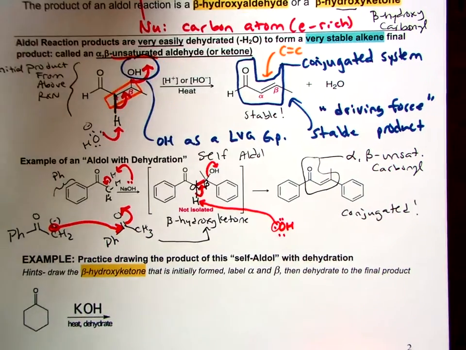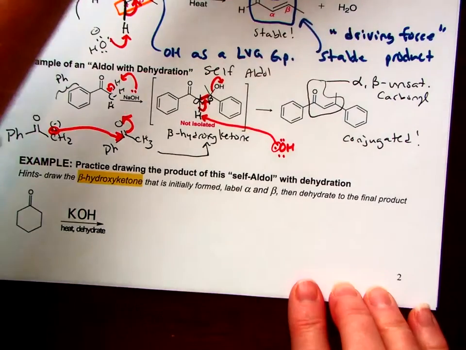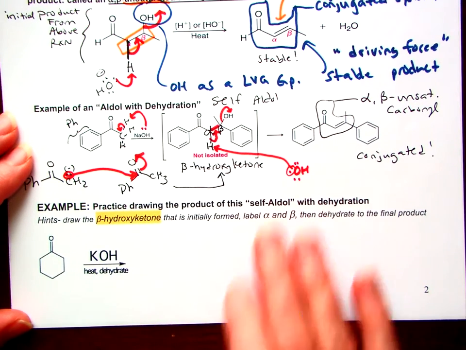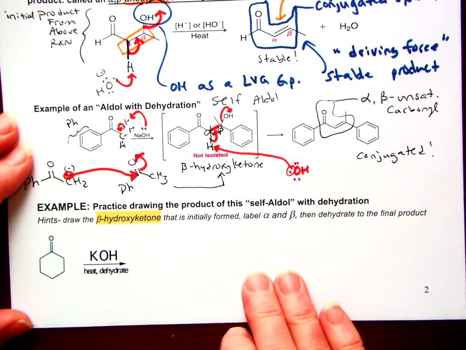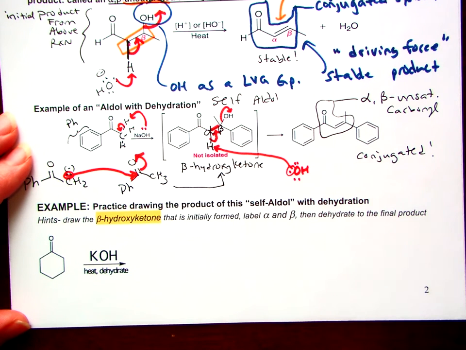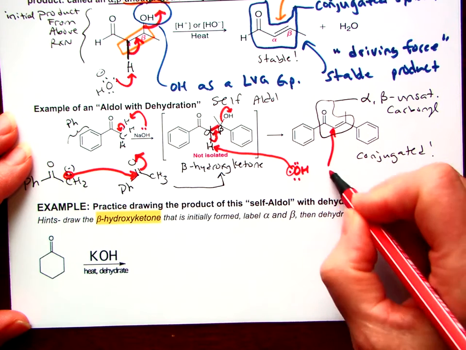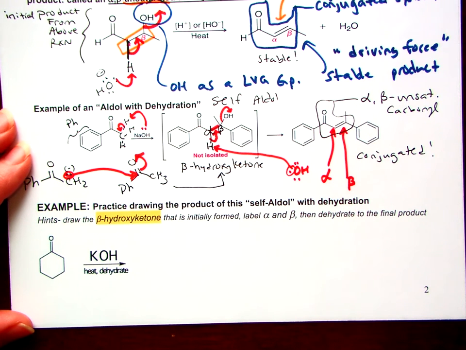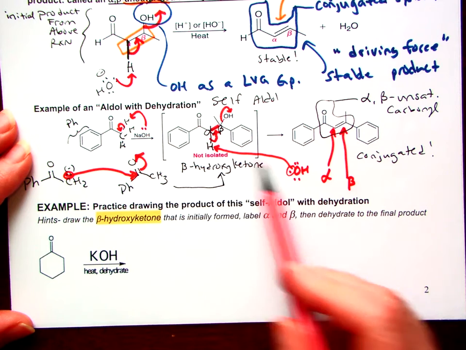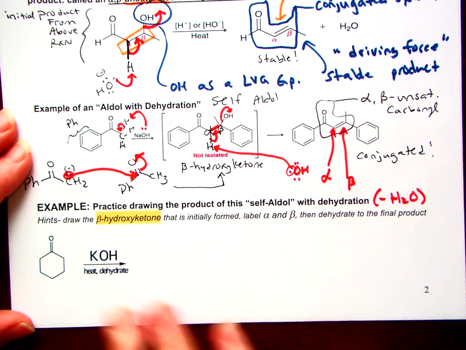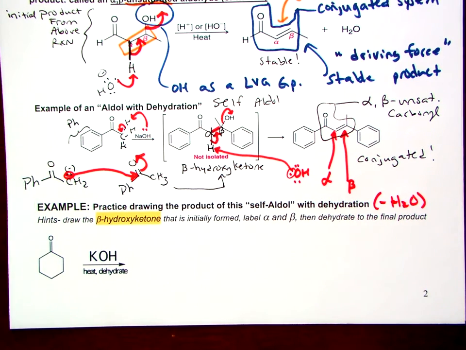All right, so I'd like you to try the one on the bottom of this page on your own, right here. So it's a self-aldol. First form your beta-hydroxy ketone. Label your alpha and beta positions. That's real useful to do because it tells you where you're going to be forming your C double bond C after you dehydrate, right? Dehydration means loss of water. Here's the water that you're forming right there. Sometimes it's just written as this, minus H2O. So go ahead and do this one. You should be able to kick through that now.